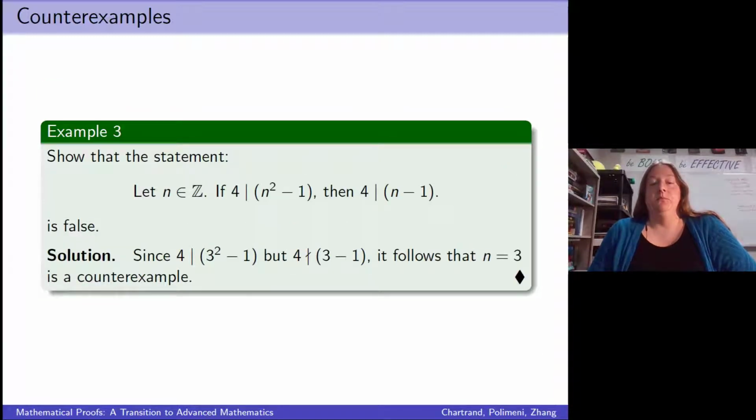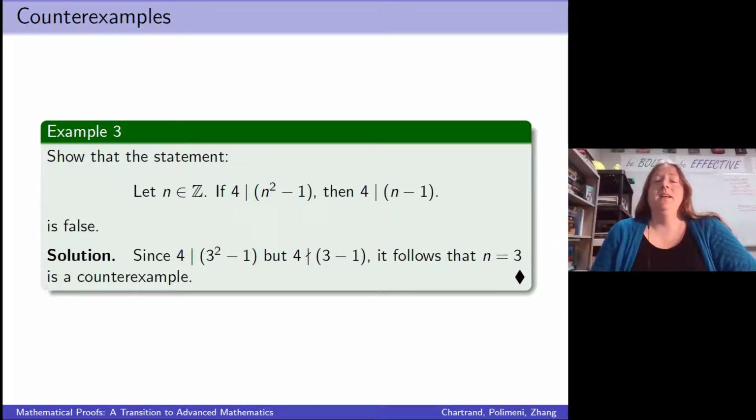So here's another example. I have a statement that n is an integer, if 4 divides n squared minus 1, then 4 divides n minus 1. Again, you might be thinking, hey, this is not clear to me, or it's super clear to me. Doesn't matter where you fall on it. You plug in some numbers, you give it a try, and you see.